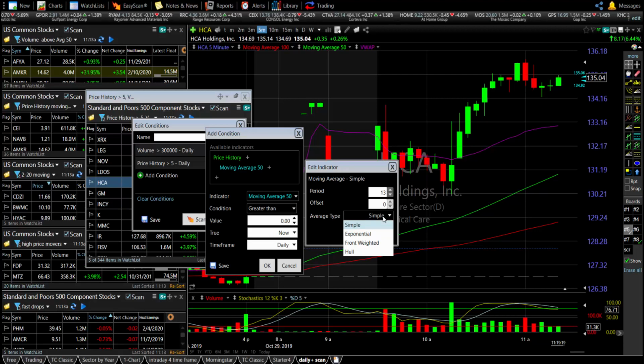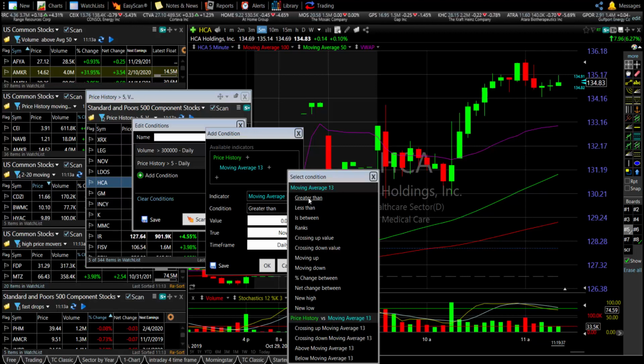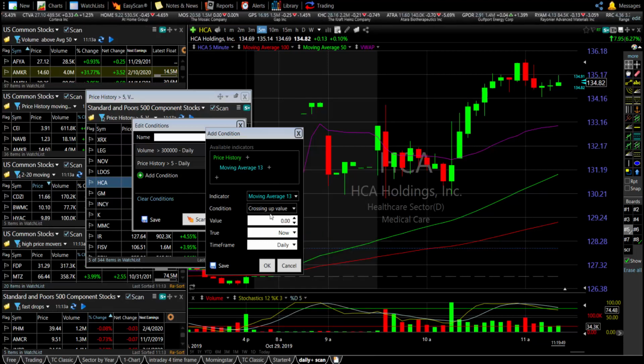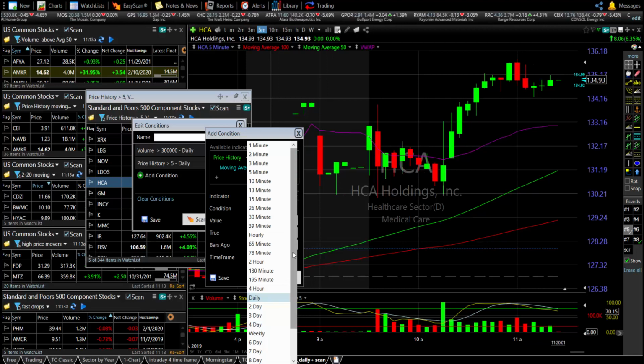In this particular case, I don't use the EMA, so I'm going to use the simple instead of the exponential, and we're going to hit it and say greater than, okay? And we're going to see that the price is on top of the simple moving average. So it's greater, crossed up the simple moving average, or moving up. I'm going to say that I want to see it crossed up already, and let's say we can see that at least 2 bars ago. And now we're going to change it to the daily.